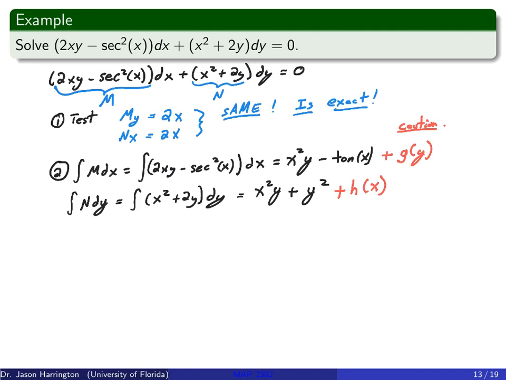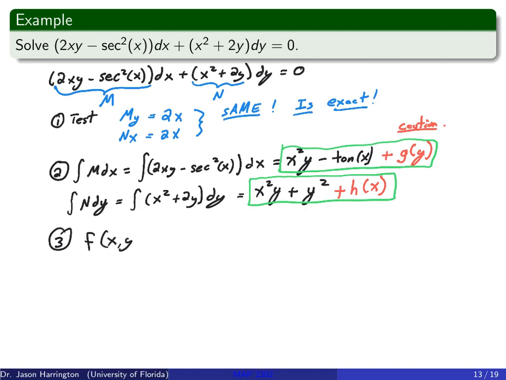Now I need to find one single function that satisfies both of these. It has to satisfy both of these equations. It has to be able to fit into both of these. So the third thing I have is that my function f of x, y, well, we already have the x squared. They both have this term there, so I know that my function is going to have x squared, y squared.